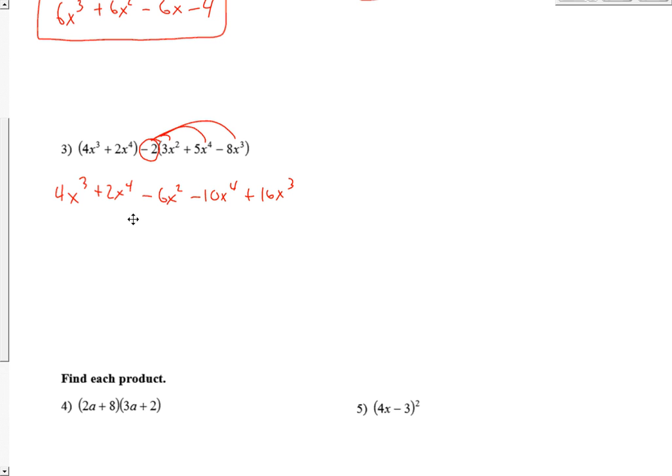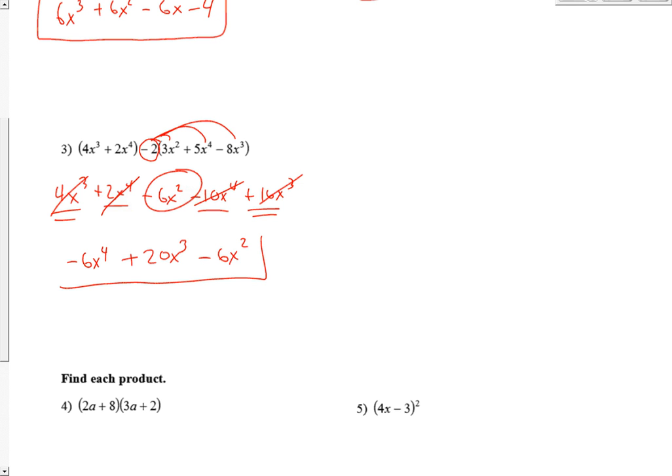Now I look at common like terms. My largest exponent is 4, so I'm going to look at the 2x to the fourth minus 10x to the fourth, and I get negative 6x to the fourth. I will go ahead and cross that out. I have now a 4x cubed plus 16x cubed, which is 20x cubed positive. When I cancel that out, I have only a minus 6x squared left, and there is my answer after I simplify that out.